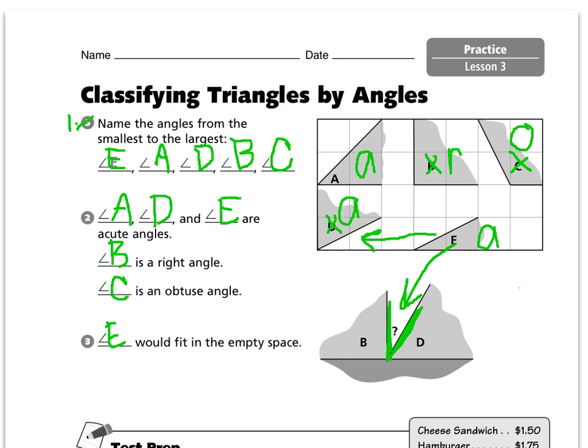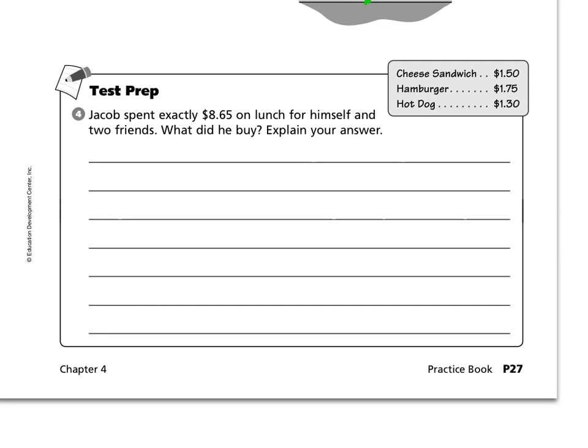Let's move on to the test prep. Jacob spent exactly $8.65 on lunch for himself and 2 friends. What did he buy? Explain your answer. We're going to use this box over here in order to figure out the answer. He spent exactly $8.65. When looking at this, I know that there needs to be a 5 in the hundredths place, a 6 in the tenths place, and an 8 in the ones place. So when you add it up, make sure that you have those numbers there.